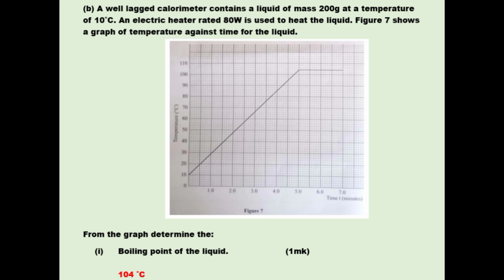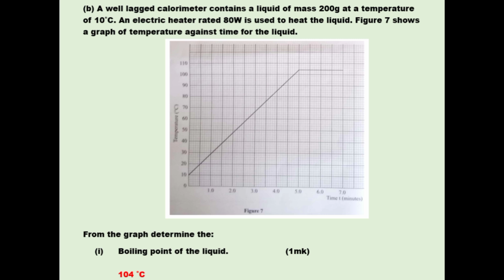If you look at the graph, it starts from 10, that's the initial temperature, then it builds up to a particular value which is 104. Remember, each division is representing two units, because 5 units represent 10 degrees Celsius. That means we have 104 degrees Celsius, that's the boiling point.